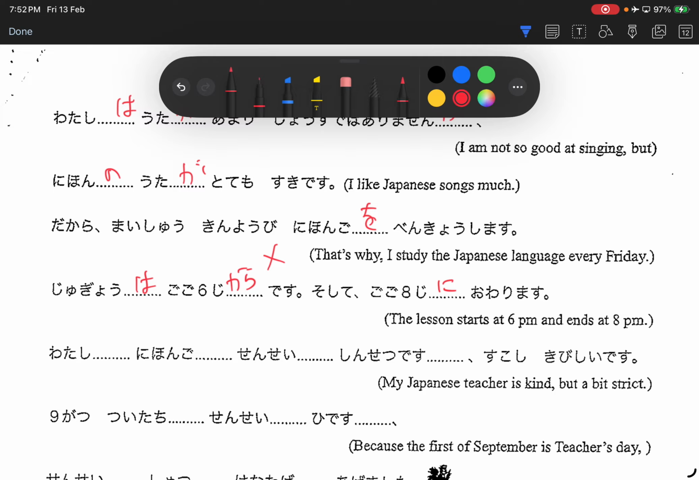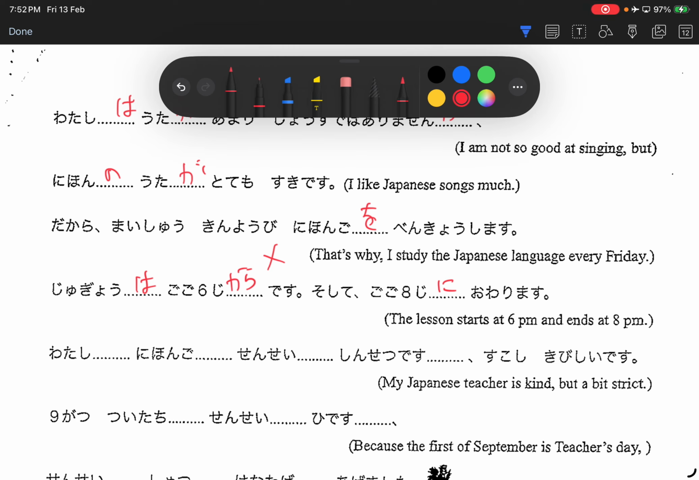If we put まで, 午後8時まで終わります, that means it ends until 8. So it ends until 8. That means every minute it keeps ending until 8, then no more ending already. So that's why まで does not work in this situation, right?